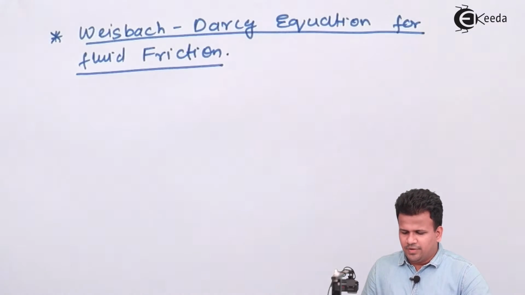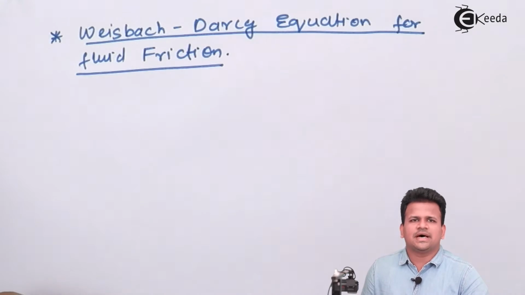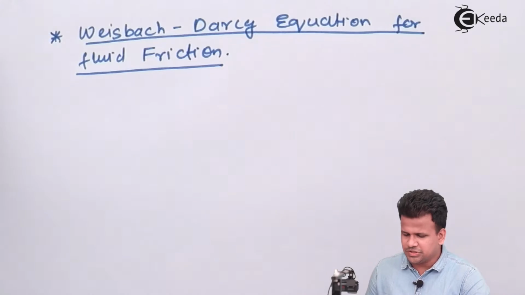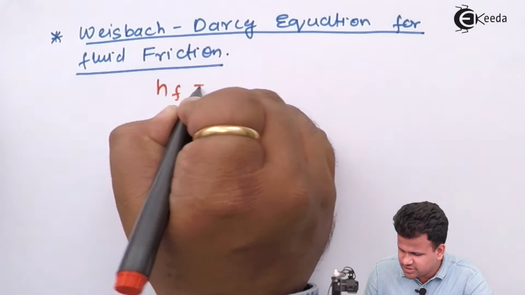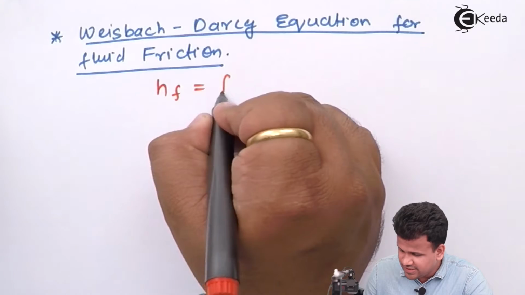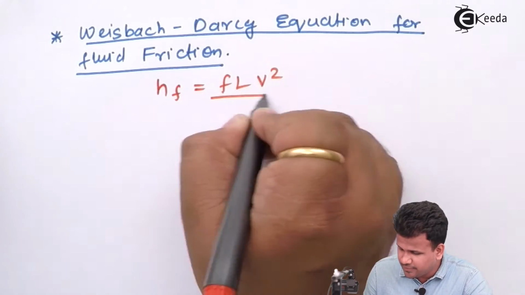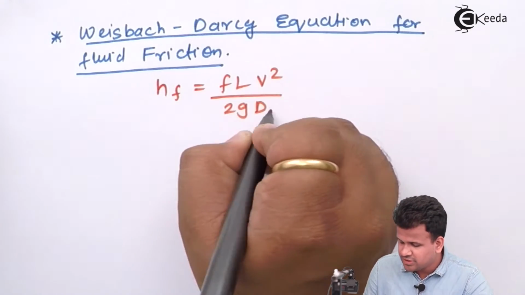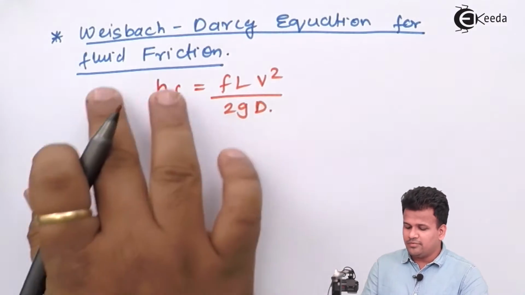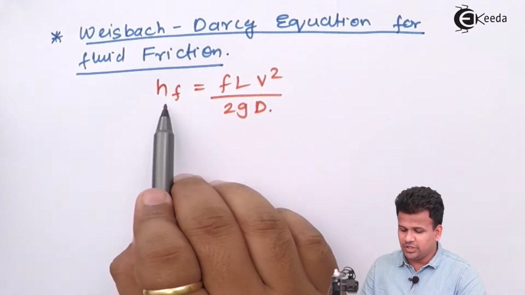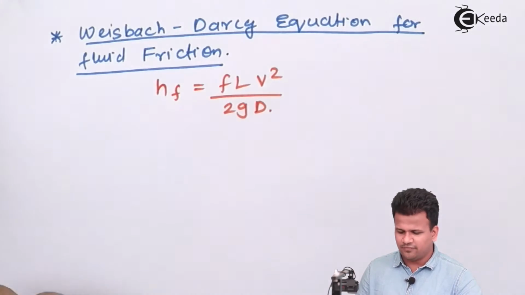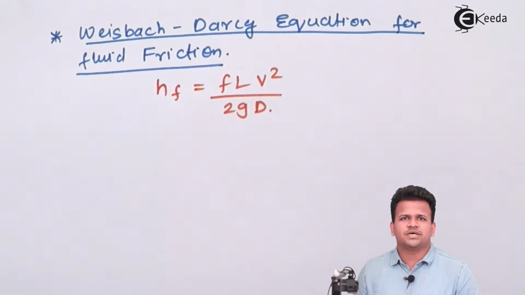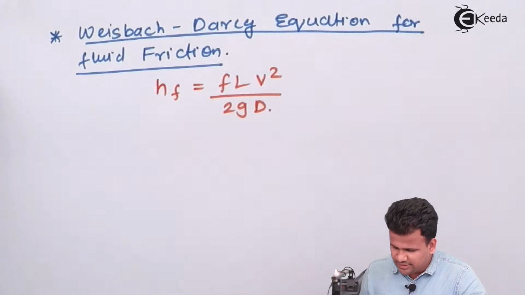Now, we have already seen the Darcy-Weisbach equation for fluid friction. We have studied that the head loss due to friction is equal to FLV square upon 2GD. So we have to prove this head loss due to friction is FLV square upon 2GD. For that, we need to consider a pipe having a length L.